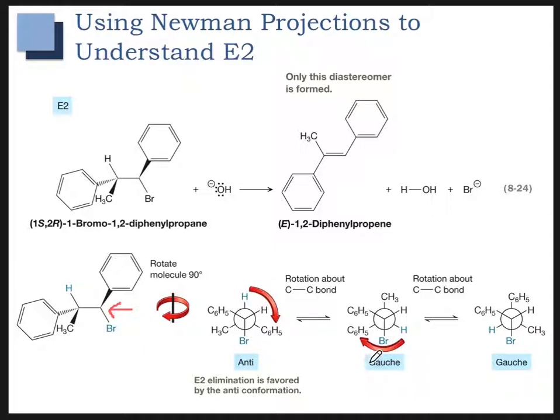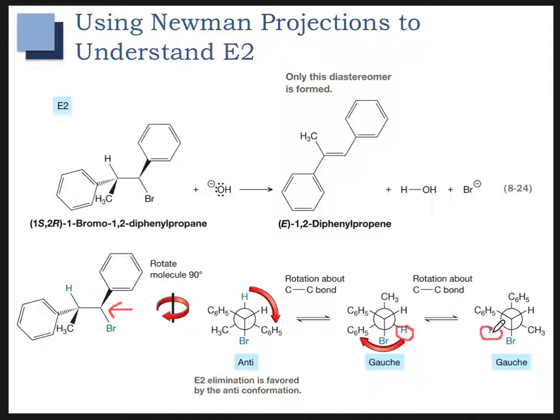Notice that this is kind of showing you that you might not necessarily draw the first Newman projection correctly. So let's say you built a model and you drew this conformation over here. This one cannot undergo E2, this gauche conformation, because the beta hydrogen over here, which I've circled in red, is not anti to the bromine. And in this gauche conformation, the beta hydrogen is also not anti to the bromine.